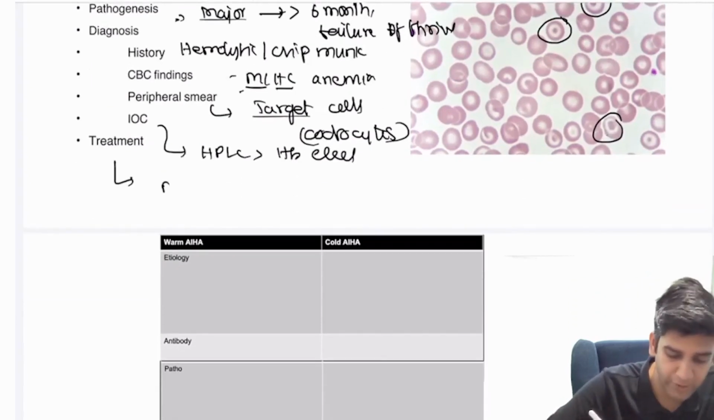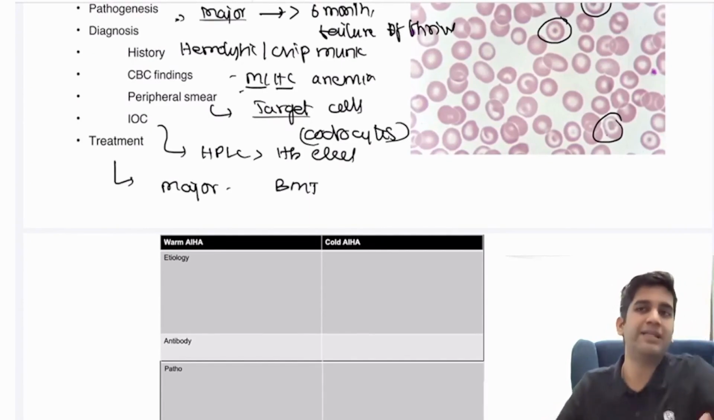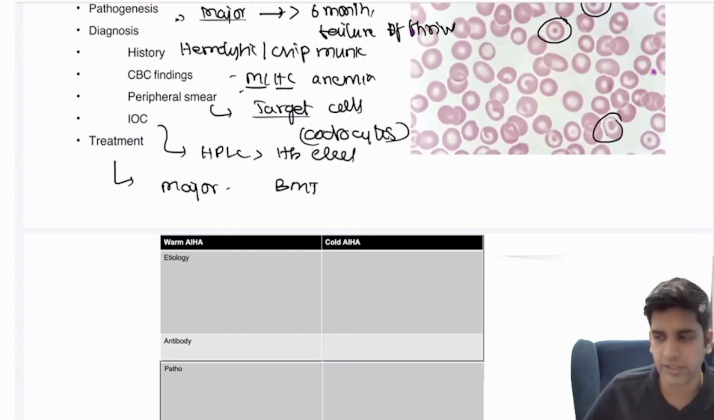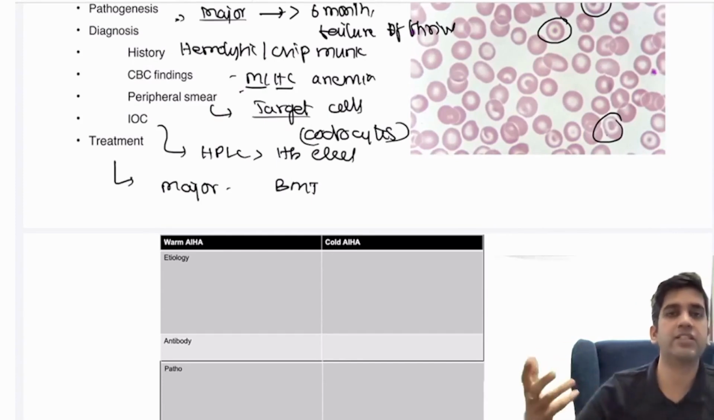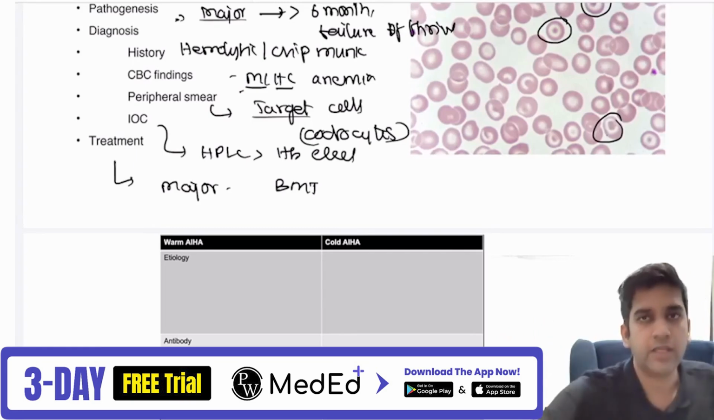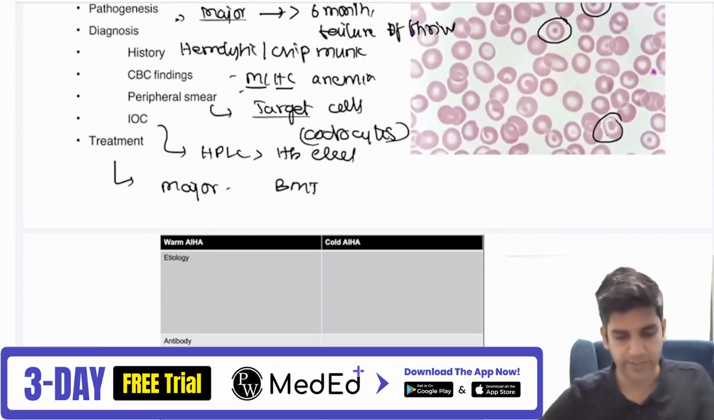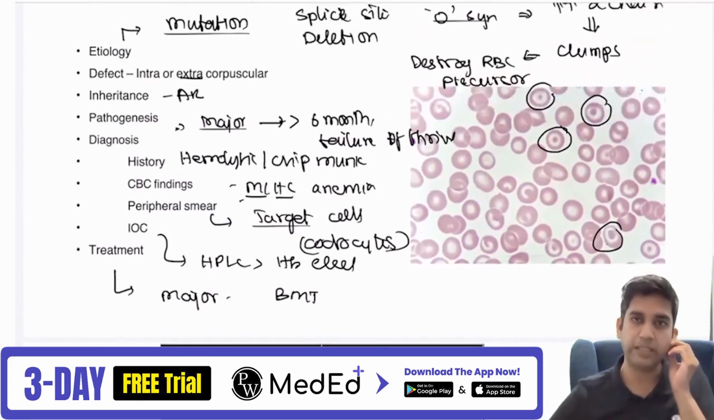For beta thal major, the best treatment is bone marrow transplantation. Till then, we are going to do supportive measures. Repeated blood transfusion is the only way to treat these patients. And whenever you give more and more blood transfusion, there's a problem of iron overload. Obviously, you also have to supplement this patient with iron chelating agents. That's required by default. Okay, great. So these are a few pointers for beta thal major, right?